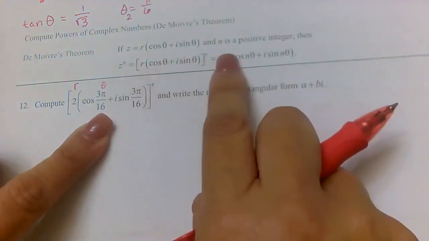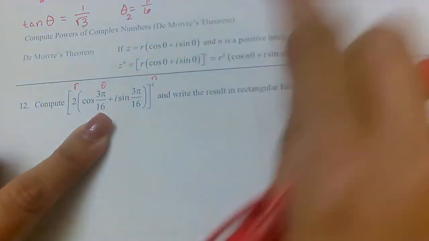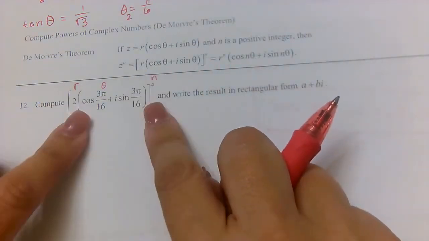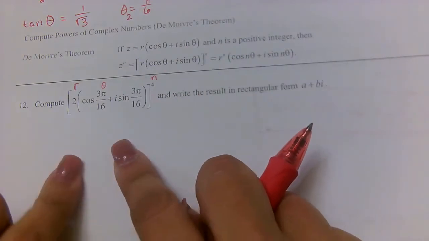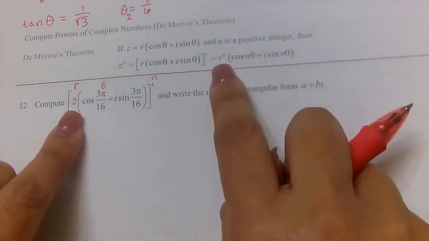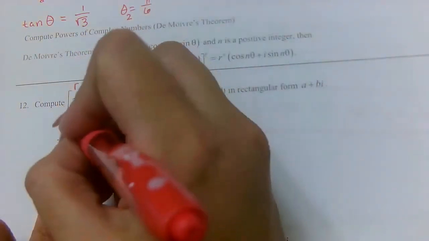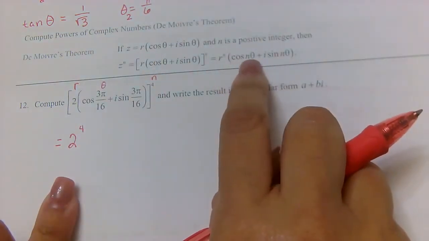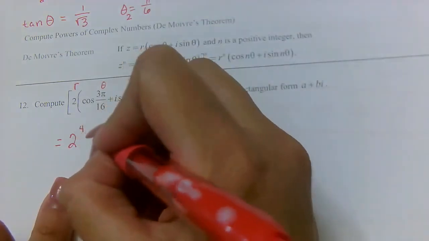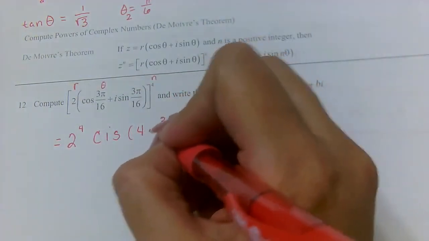Okay, so when I have it raised to a power, in this case n is going to be equal to 4, I can evaluate this. Instead of foiling it, I could use this formula just to go ahead and find the actual answer. So let's just plug it into this side. R raised to the nth, so in other words, this will be equal to 2 raised to the 4th. And then I'm going to do the CIS and then multiply n times theta. So I'm going to do CIS n, which is 4, times theta, which is 3 pi over 16.